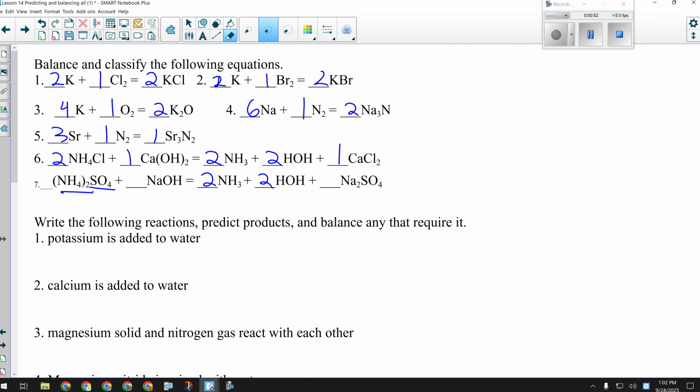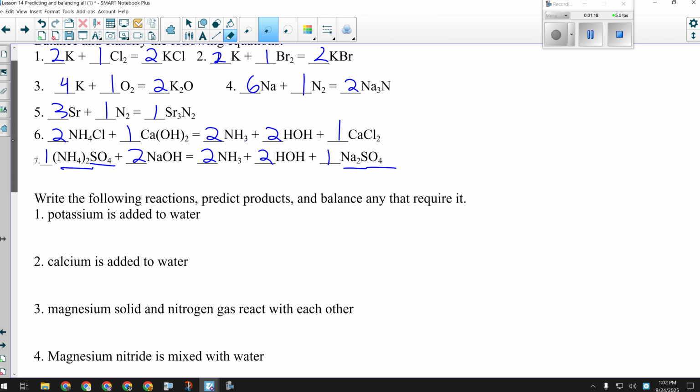I have 1 sulfate, 2 sodiums. I'm going to have to put a 2 there to balance my sodiums, and that works because I needed that to fix my hydroxides there. So that's what we would end up with: 1, 2, 2, 2, 1. Okay? Tricky one, right? It's a little bit tricky. It's not like impossible or anything. It's just a little bit different.